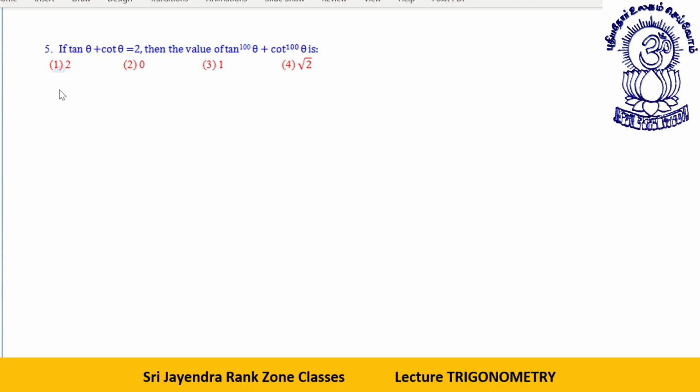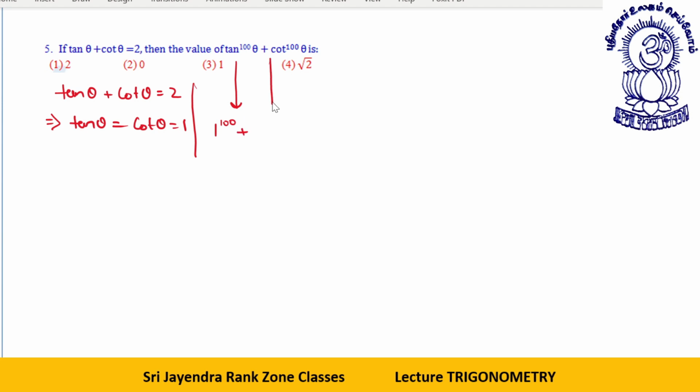You have tan theta plus cot theta is equal to 2. Now it directly means the sum of a number and its reciprocal is equal to 2. It means both of them are equal to 1. Now this will be what? This will be 1 raised to power 100 plus cot is also 1 raised to power 100. So this is 1 plus 1 is equal to 2. This is your answer. Okay. Clear?